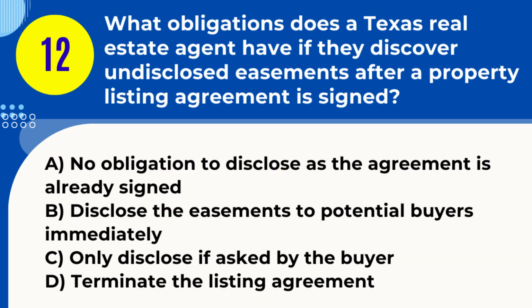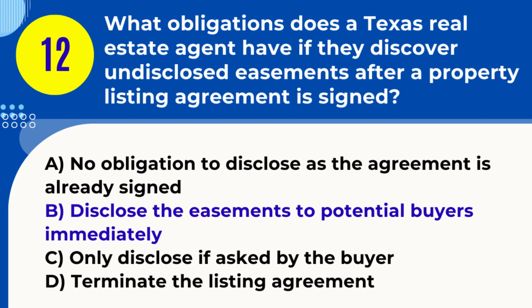Question 12. What obligations does a Texas real estate agent have if they discover undisclosed easements after a property listing agreement is signed? A. No obligation to disclose as the agreement is already signed. B. To disclose the easements to potential buyers immediately. C. Only disclose if asked by the buyer. D. Terminate the listing agreement. Answer. B. Disclose the easements to potential buyers immediately.